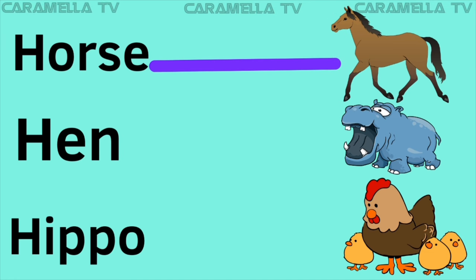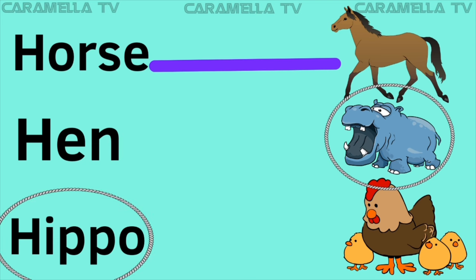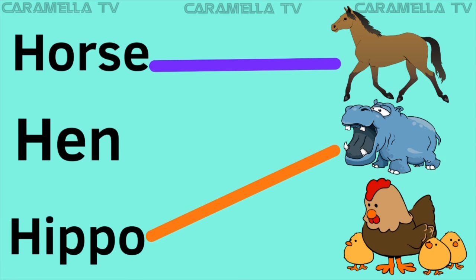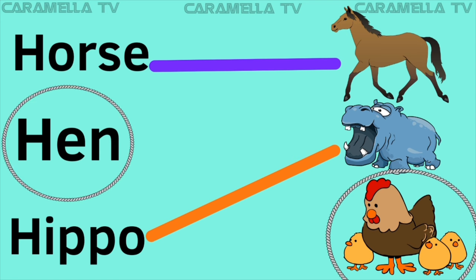Second picture we have is a picture of a hippo. Can you guys guess where the word hippo? That's right. Let's match them. Last picture we have is a picture of a hen. Can you guys guess where the word hen? That's right. Let's match them.